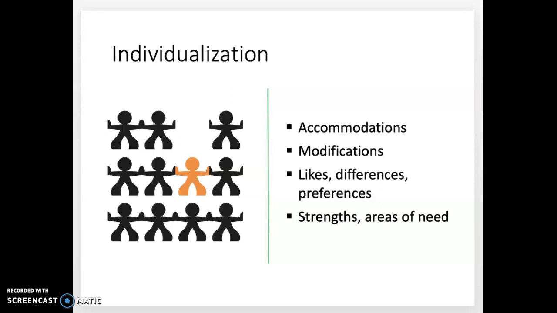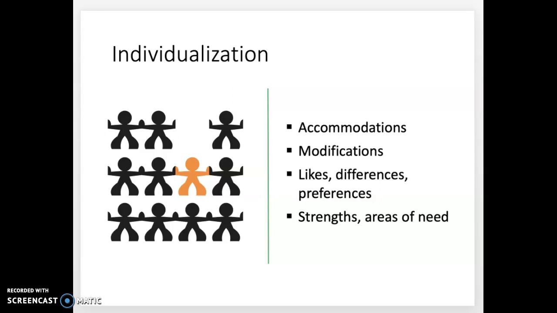But how can we build these activities and practice opportunities for students that addresses their likes, differences, and preferences, and also their strengths and areas of need? There are going to be students that are going to excel in certain areas. It may be math, but then they don't excel in reading. Or it could be in math, they excel in number concepts and in computation, but they might struggle in geometry, or they might struggle in word problems because they're struggling in reading.